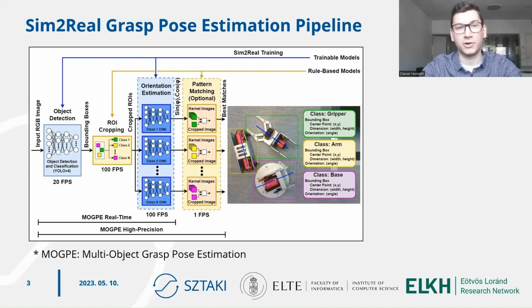And then in the orientation estimation, we have the cropped image of the objects, and for every class we have a dedicated convolutional neural network which basically finds the orientation of the given object. And we use the sine and the cosine of the orientation because we want to have a 360 degrees of estimation. And we also want to make these values continuous.